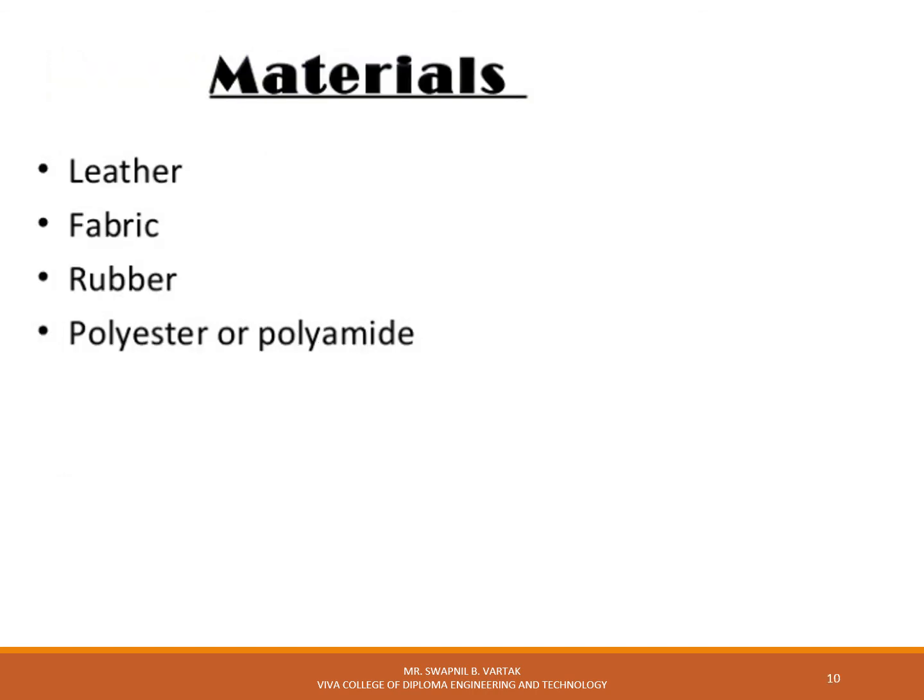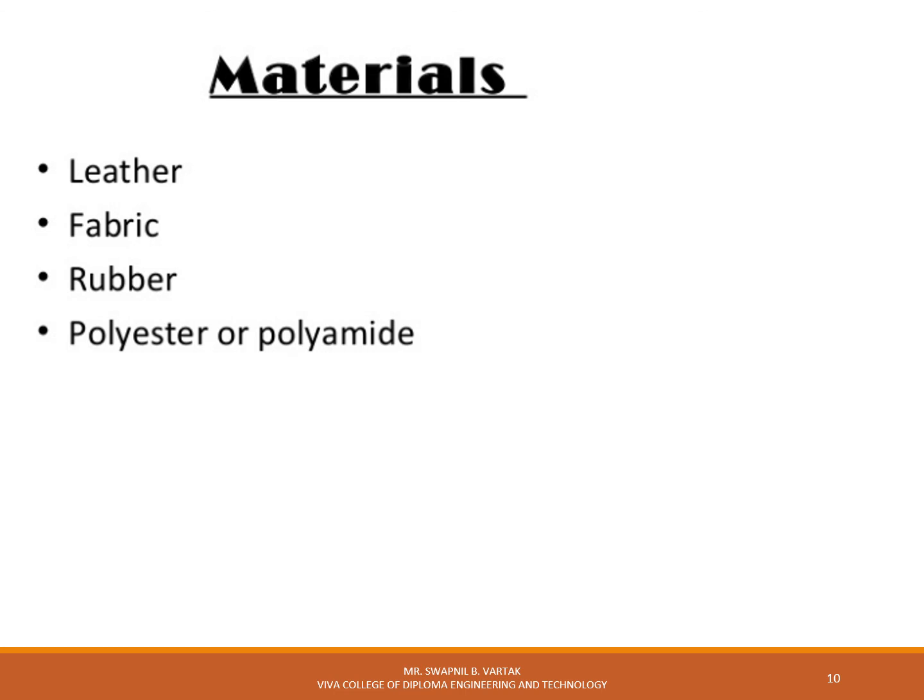Material for belts. The usual materials used in belts are leather, fabric, rubber, polyester. Material for flat belts: the material used for flat belt must be strong, flexible and durable. It must have high coefficient of friction. The flat belts are made of leather, cotton, rubber, synthetic material.